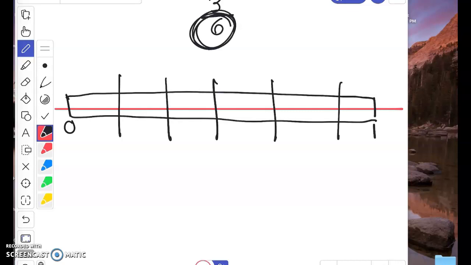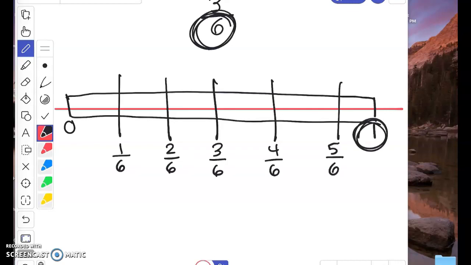And I'm going to label them. So this is 1/6, 2/6, 3/6, 4/6, 5/6, and then whatever the whole, the 1, is, that should be 6/6. These are equal. Okay? I could, if I wanted, call this 0/6. So now I need to find 3/6 on my number line. Here it is.